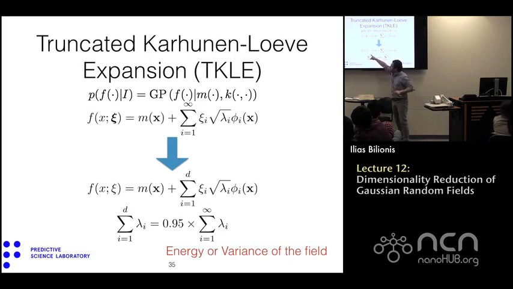The way you do that is like this. You sum the eigenvalues up to D. This is the variance you capture when you keep D terms in that expansion, and you want that to be 0.95 of the full summation, or 0.99 or 0.90, depending on how important it is for you to keep everything.